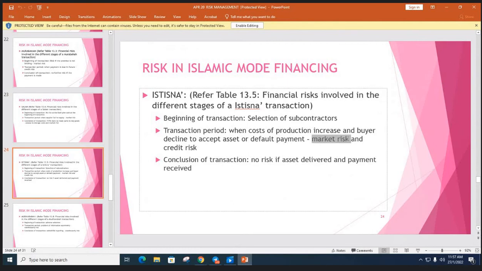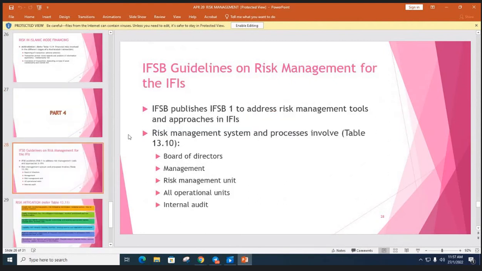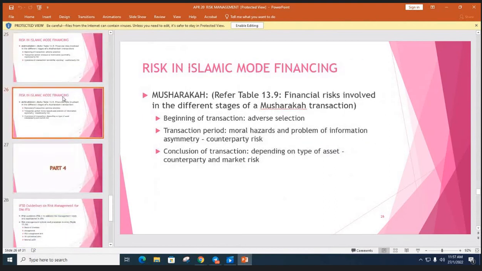Istisna also has market risk. Okay, istisna is refer to the syariah contract that involve constructions, where the payment is made to the contractor. Explain what istisna is. Market risk might occur if the cost of production increase during the process of manufacturing or constructing the building. So market risk. Is there more here? Give examples of which have market risk. Musyarakah.